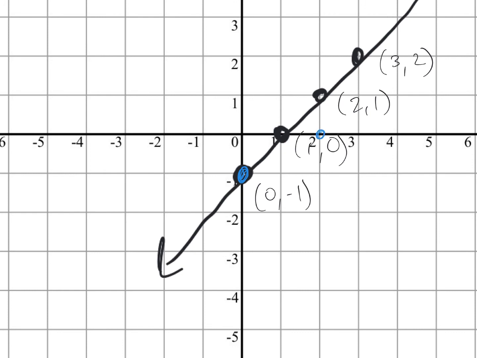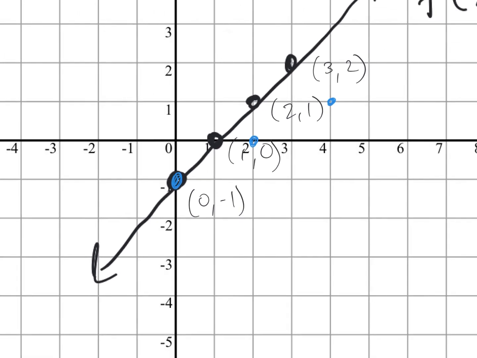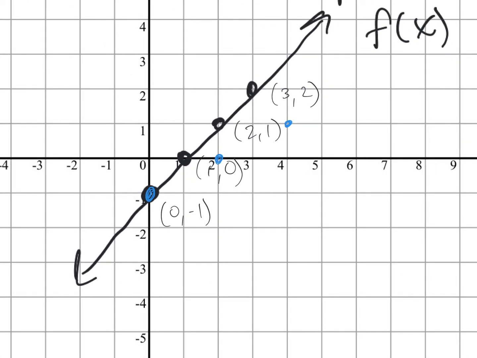(2, 0), (2, 1). Multiply the x value by 2. What's your new point? (4, 1). (3, 2). Multiply your x value by 2. What's your new point? (6, 2). So my new line looks like this.